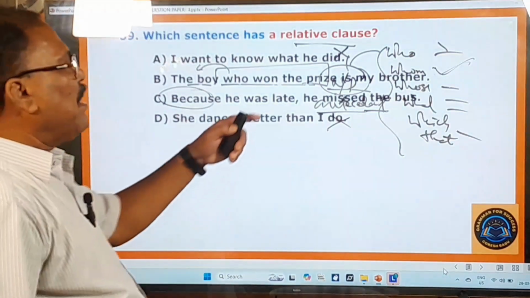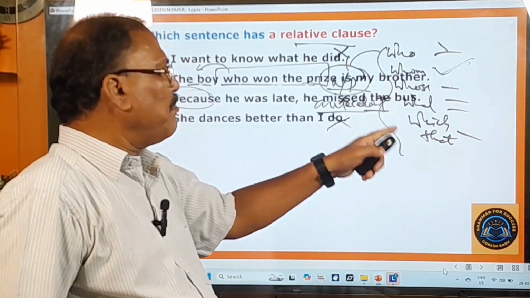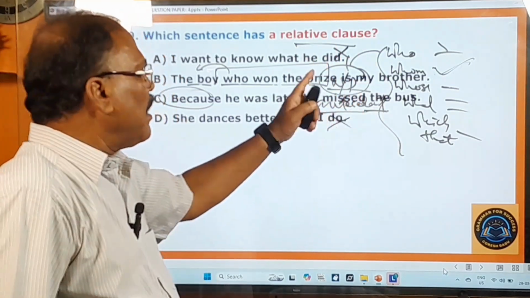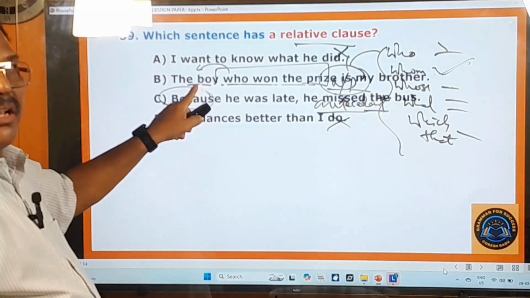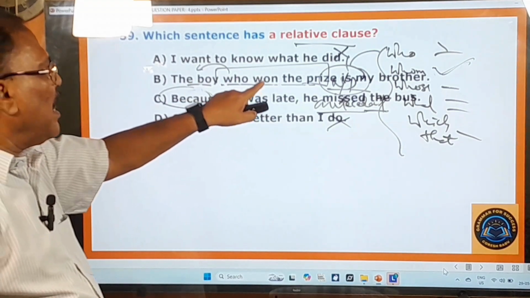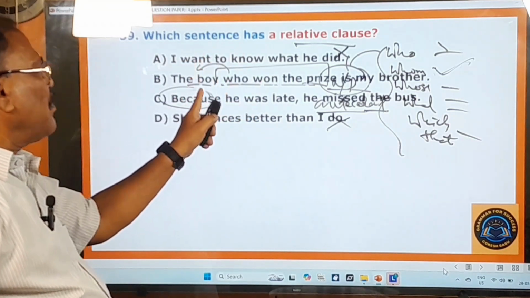Okay, please remember that relative clauses always begin with who, whom, whose, what, which, that, and behind them there will definitely be a noun or pronoun, and that noun or pronoun is called the antecedent. Here you see that boy is there. This is a noun, and it is called the antecedent, and this whole relative clause is referring to this. This whole relative clause is relating to this boy.